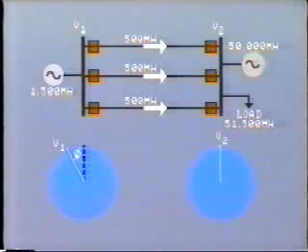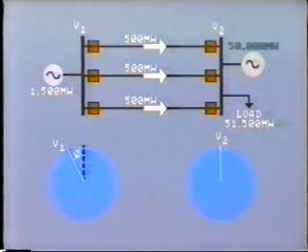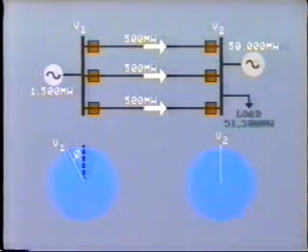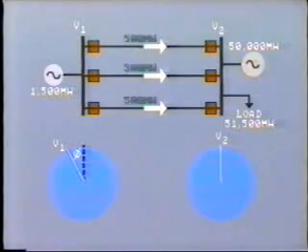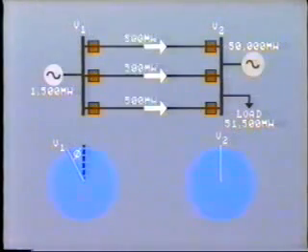Here we see a single generating station supplying 1,500 megawatts across 3 transmission lines into a very large system. The generation on the large system is 50,000 megawatts, so the total load is 51,500 megawatts. Each of the transmission lines is carrying 500 megawatts.